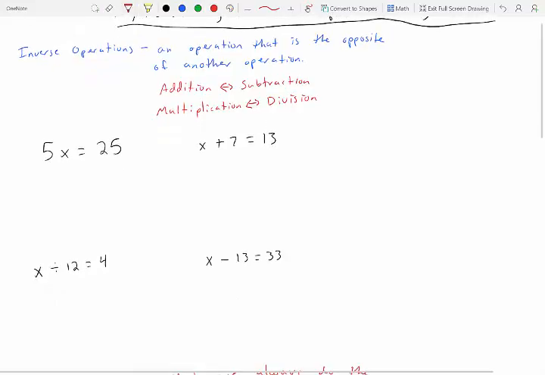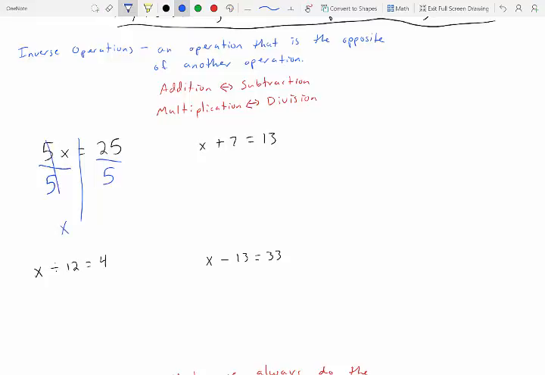We're going to start out with the ones on the left. We have 5 times x equals 25. I know, it's simple. 5 times 5 equals 25, so x equals 5, but we need to show it. So what we do is we draw our line down the middle, so it reminds us that what we do to one side of the equation, we have to do to the other side. So the inverse of multiplication is division, so we're going to divide by 5 on both sides. That's going to cancel, and we're left with just x equals 5.